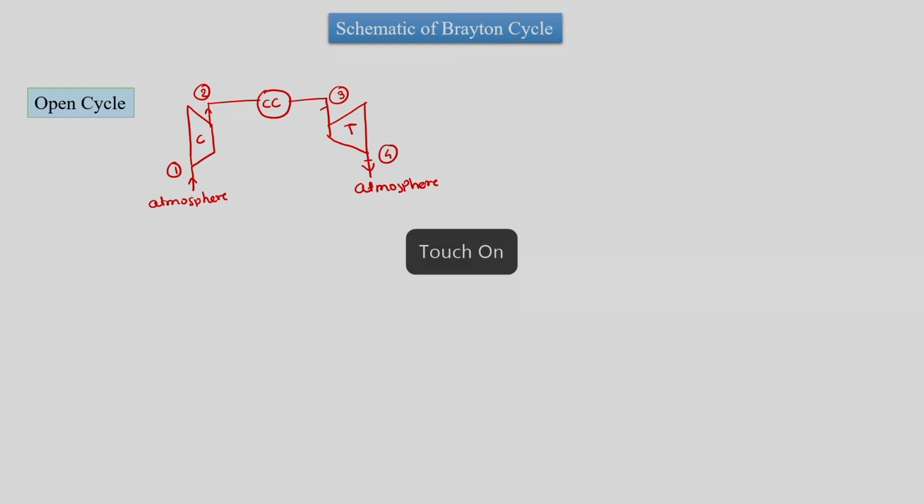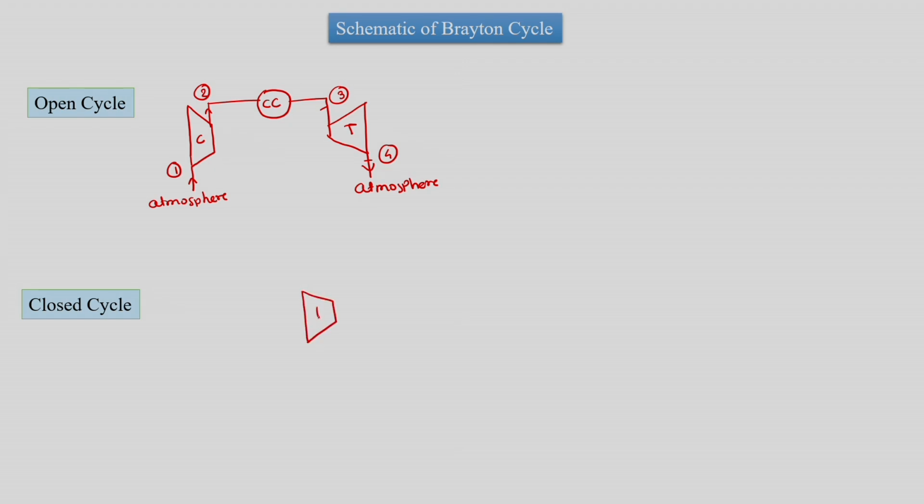Then there is the closed cycle gas turbine power plant. In the closed cycle gas turbine power plant, again there will be a compressor first, and from the compressor the gas, air, will go into a heat exchanger. This is a heat exchanger, and then from the heat exchanger it will go to the turbine.